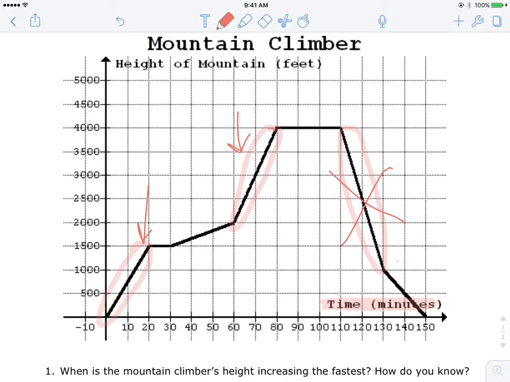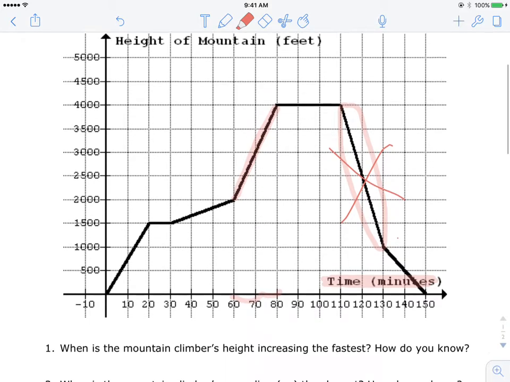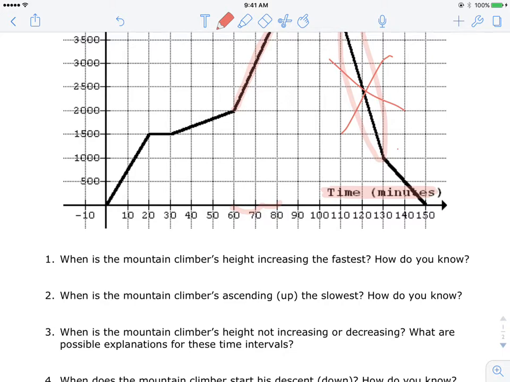I know that this is actually going to be increasing the fastest because you see how both of these span 2 blocks, 2 units on my x-axis, whereas this one goes up 3 while this one goes up 4. So I know that this second one is increasing the fastest because they both span 2 blocks, which in this case is 20 minutes. All right, so we're going to write the time from 60 to 80 minutes.